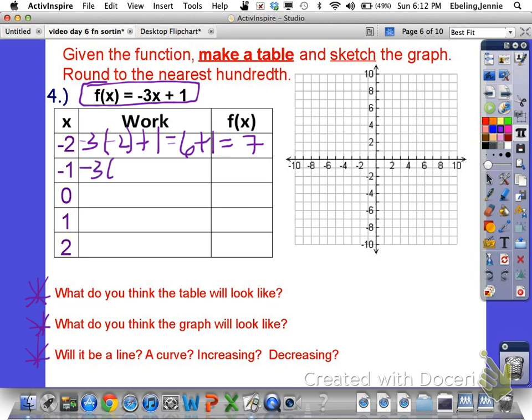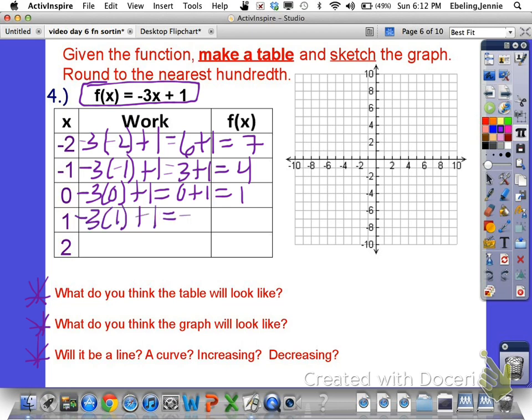Then I plug in the -1. -3 times -1 is 3. 3 plus 1 is 4. Then I plug in the 0. -3 times 0 plus 1 is 0 plus 1, which is 1. Plug in the 1. -3 times 1 plus 1 is equal to -3 plus 1, which is -2. And last but not least, the 2. So -3 times 2 plus 1, do the multiplication first. I have -6 plus 1, which is -5.